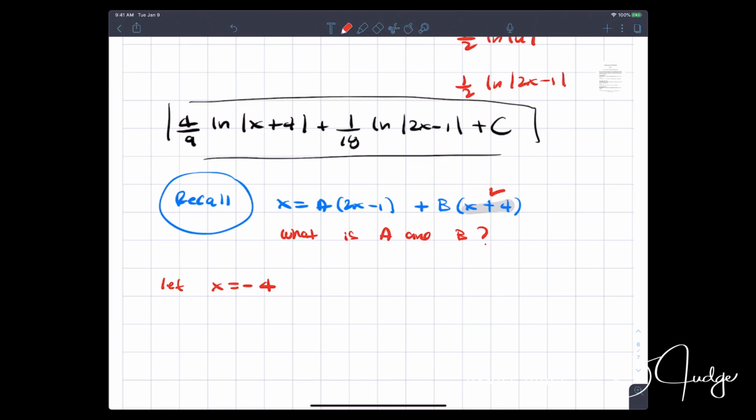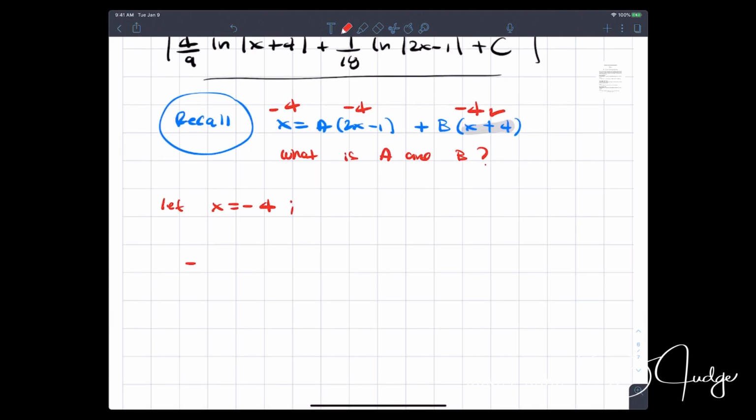Double check. That linear factor is x plus 4. So we're going to put in that negative 4 here, negative 4 here, negative 4 here. Here's my point. On the left side, negative 4 becomes a times 2 times negative 4 minus 1. Really, not plus here. Yeah, plus, sorry. Plus b times negative 4 plus 4.